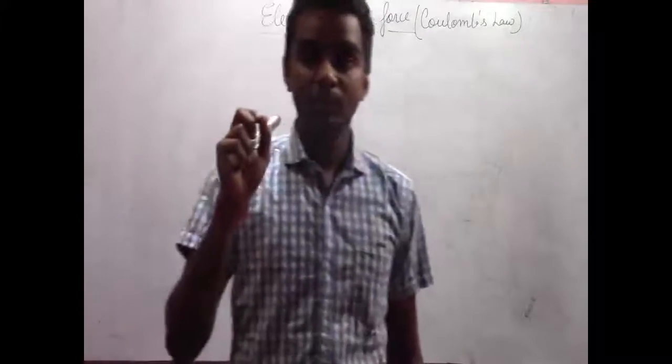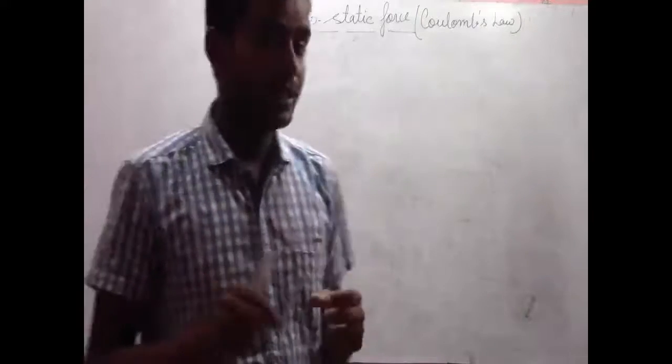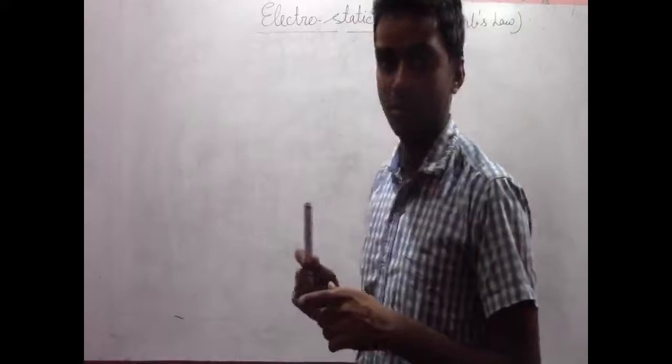I have told you the first property of charge is that between like charges there will be repulsion, and between unlike charges there will be attraction. This is the basic property of charge. Next thing, how much force will act between the charges? If you are going to calculate the force between charges, that force is called the electrostatic force.